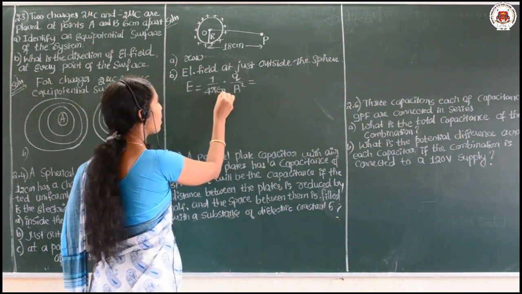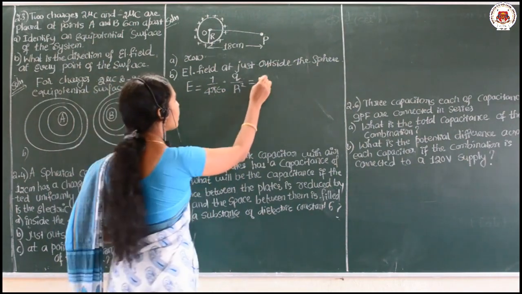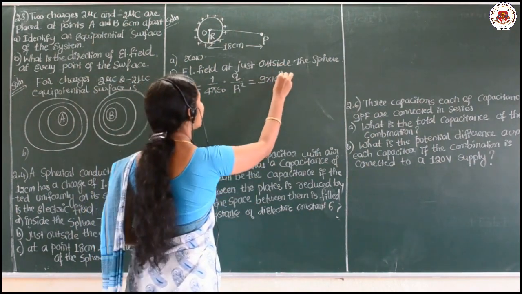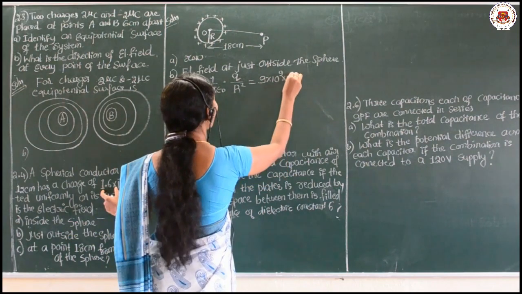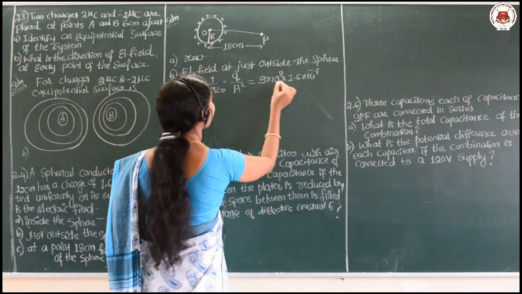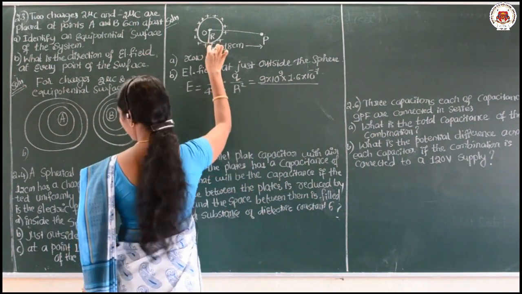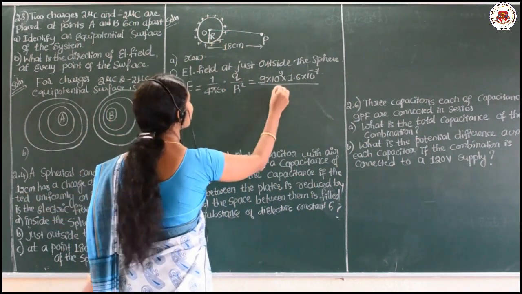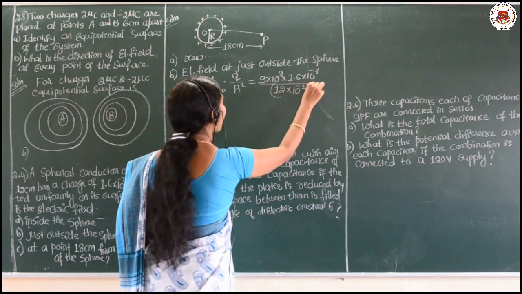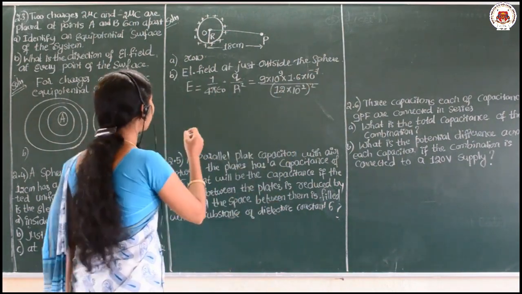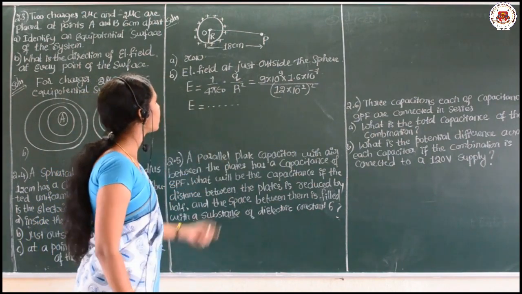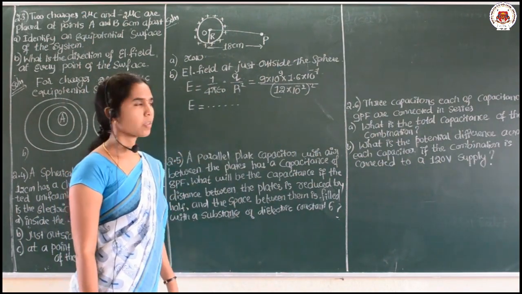1 upon 4 pi epsilon naught means, directly, you can take its value as 9 into 10 raised to 9, into the charge they have given here, 1.6 into 10 raised to minus 7 coulomb, upon the radius of this given sphere, which is 12 centimeter. 12 centi means 10 raised to minus 2, whole square. After the simplification you will get the answer here. This is our first step, right.